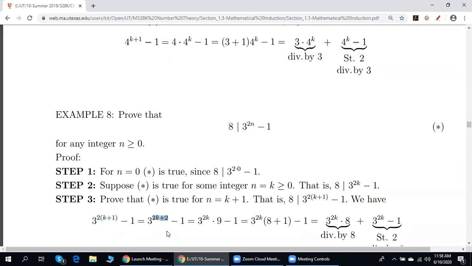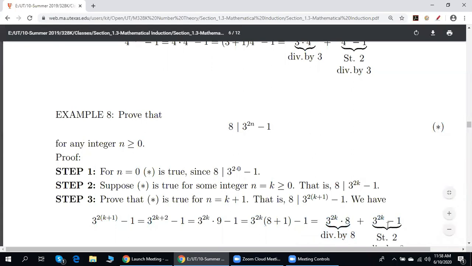Let us expand parentheses first. Done. By algebra, 3 to the power 2k plus 2 is identically equal to the following. 3 to 2k times 3 squared, which is 9. 9 can be rewritten as 8 plus 1. We expand parentheses, we get this.